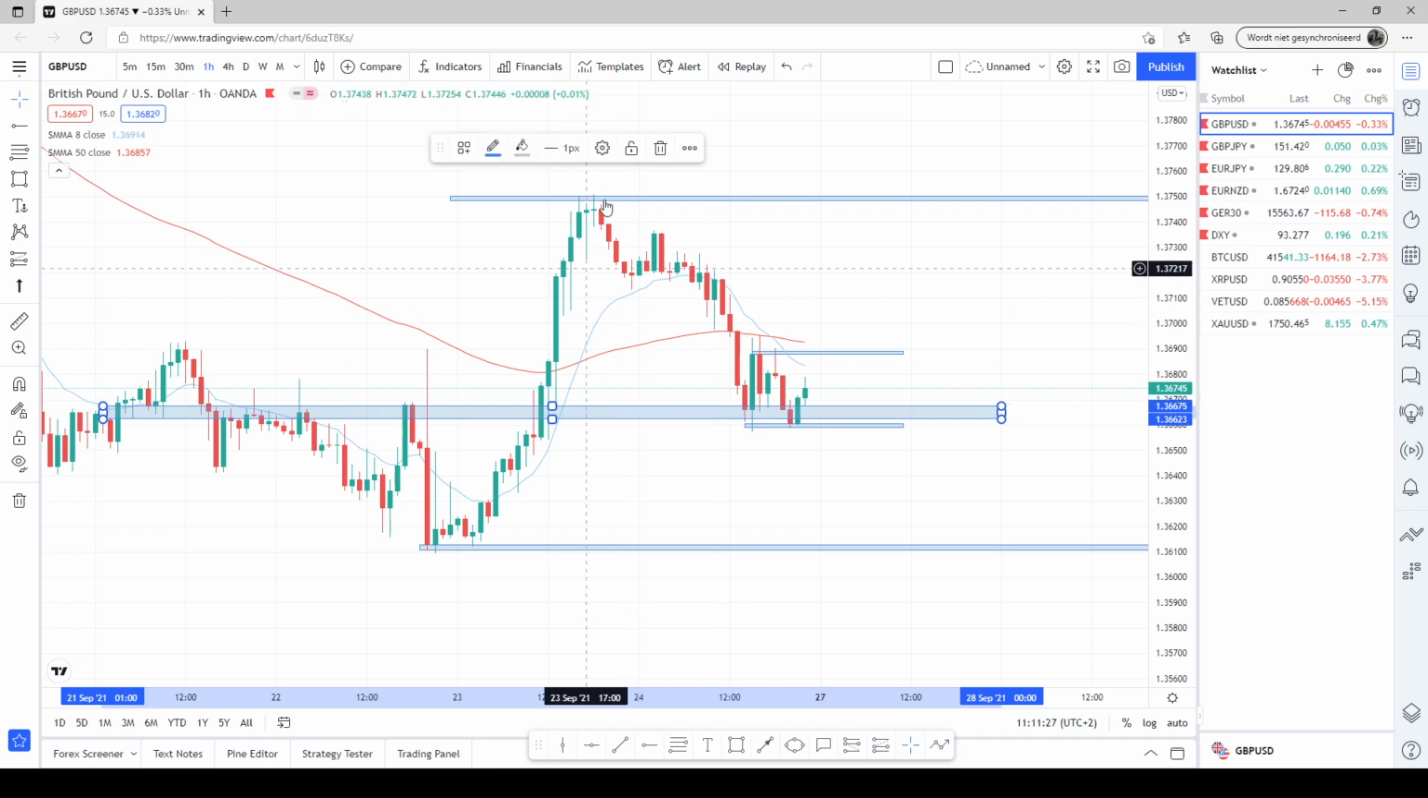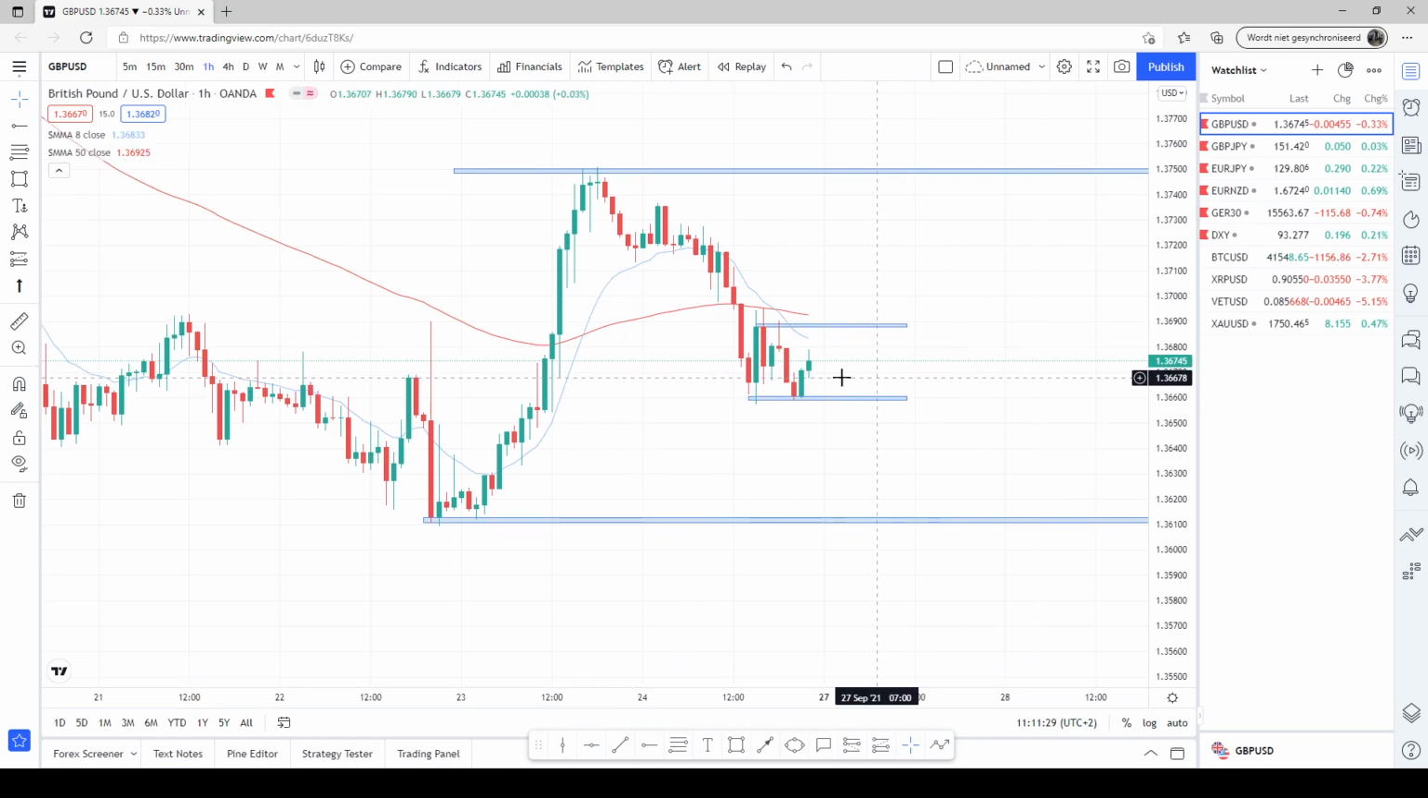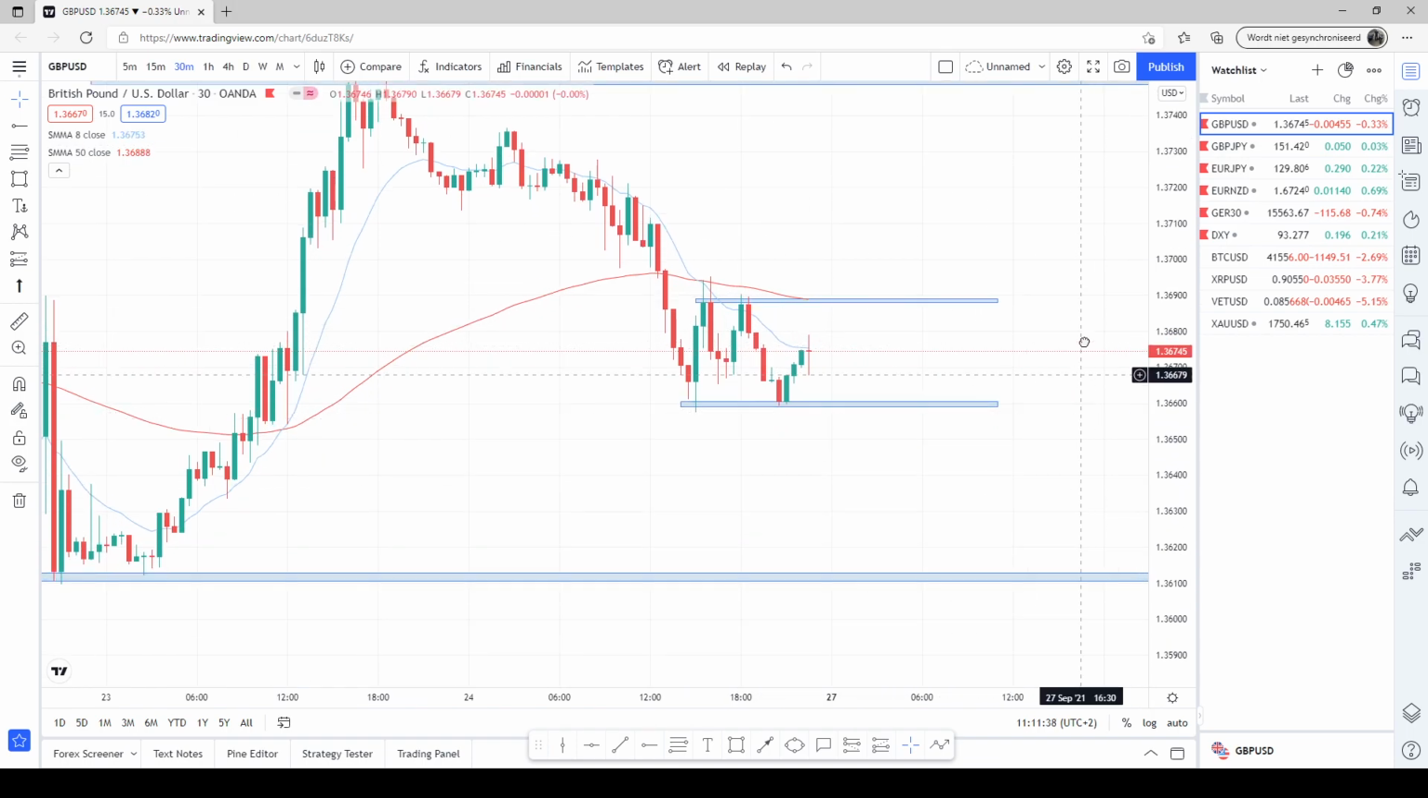Price action, break of structure. This would be a break of structure to the upside. This would be a break of structure to the downside. So whatever price does, I will do the same thing.